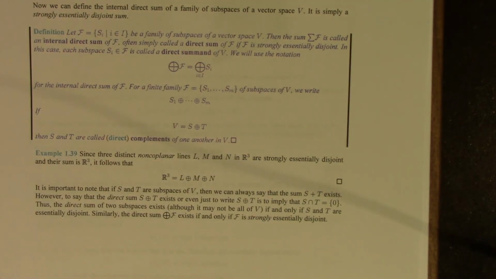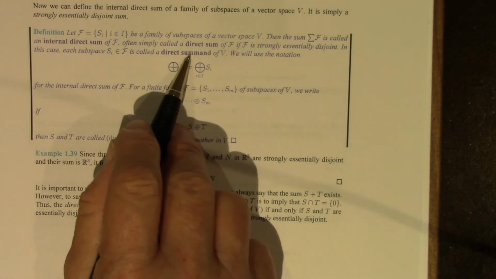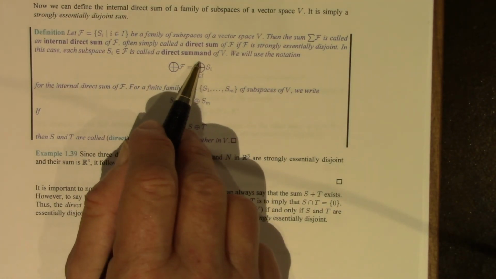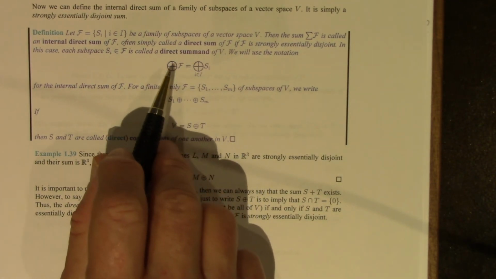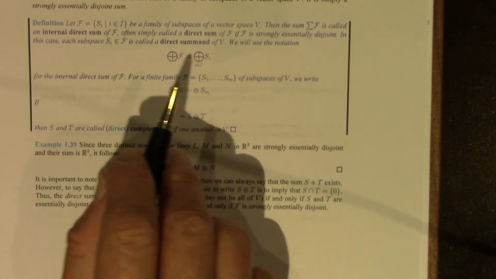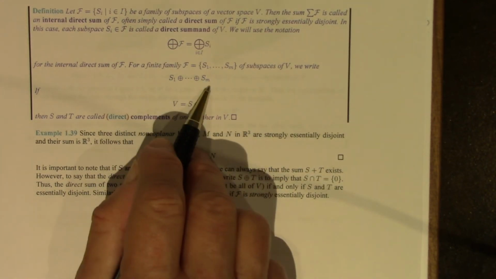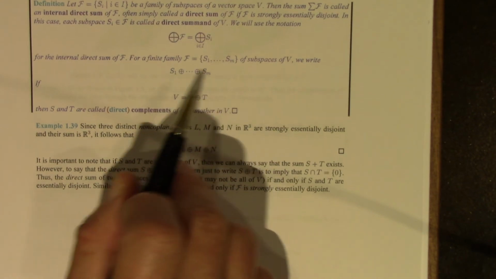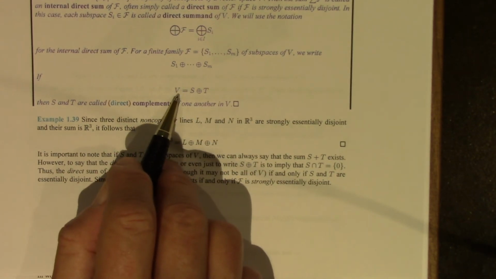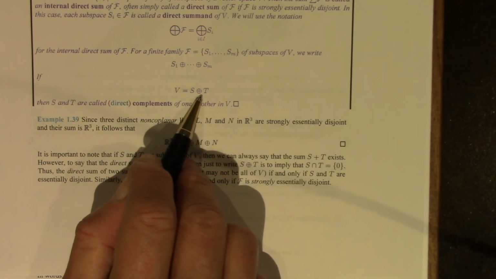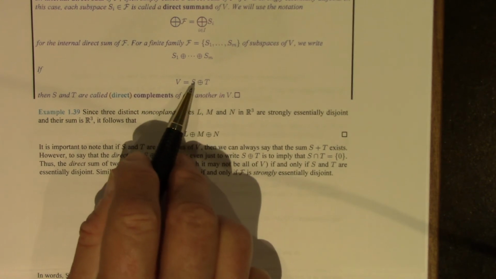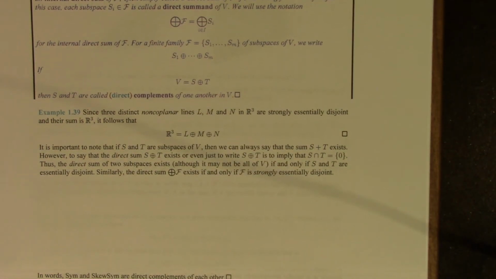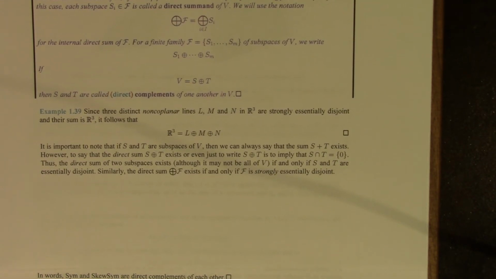Each subspace in the family is called a direct summand of V, and this is the notation we'll use. Now we're going to use the plus sign with the circle. And for a finite family, it looks like this. We will very often encounter a direct sum of just two subspaces, and in this case, each subspace is referred to as a direct complement of the other, or simply a complement of the other.